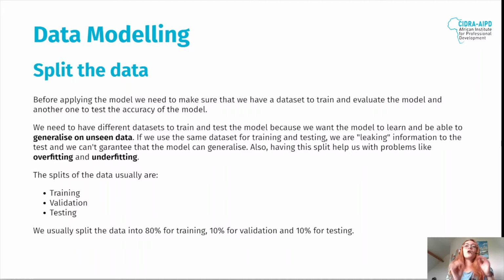So again, always split the data, and the splits are usually training, validation, and testing. This split can usually be done as 80% for training, 10% for validation, 10% for testing. You can also do 70% for training, 15% for validation, 15% for test. A very important step not to be missed.